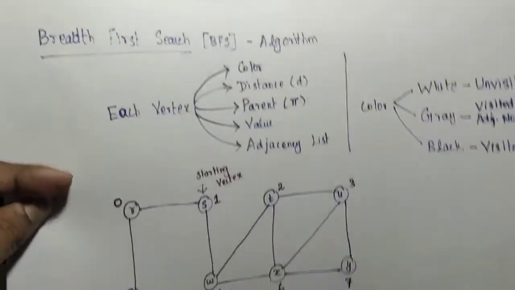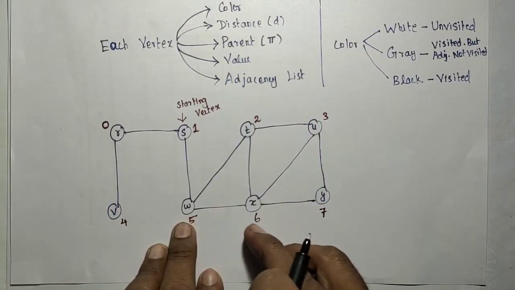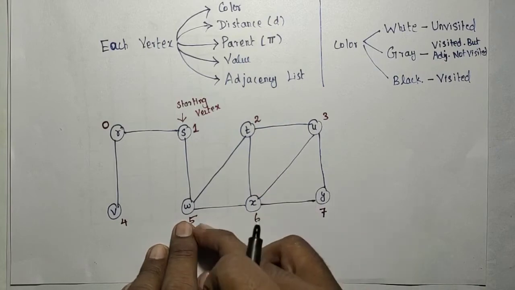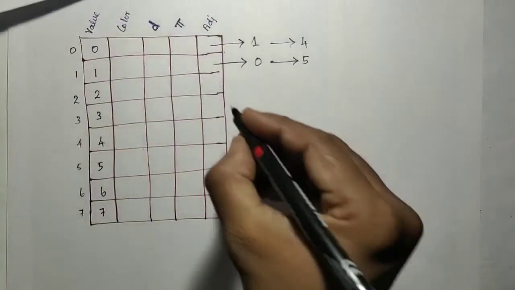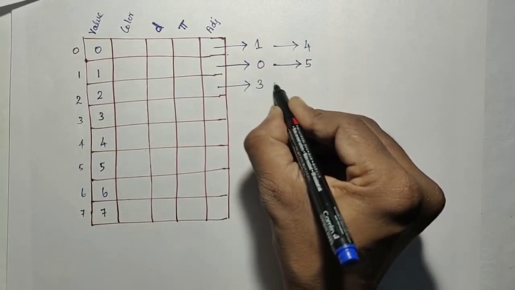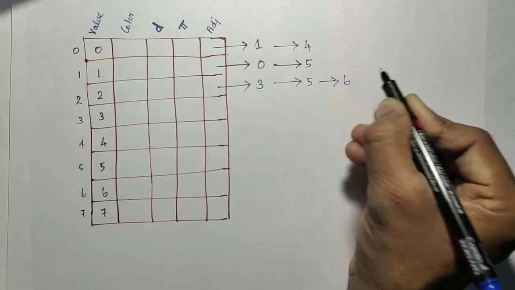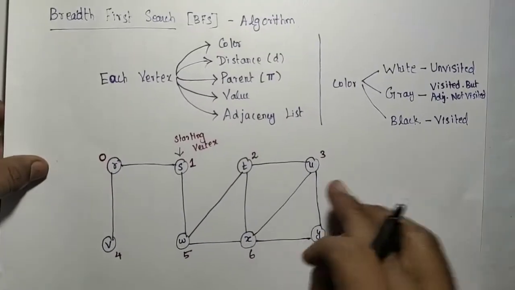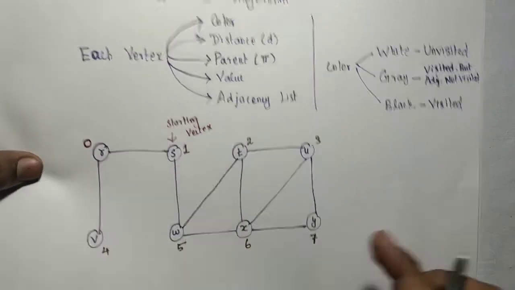This is for 1. For the 2, there are 3 adjacent nodes: 3, 5 and 6. In that same order I am going to write 3, 5 and 6. This is for 2. Next, for the third node, the adjacent nodes are 2, 6, 7. 3 nodes.